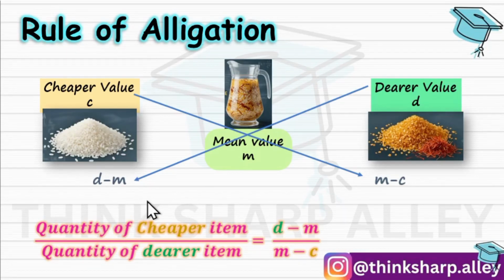Now what is D minus M? If you understand, this is the loss for the dearer ingredient. How much its value drops to reach the mean. That must be exactly balanced by the gain of the cheaper ingredient. M minus C shows how much its value increases, rises to reach the mean. So when you're subtracting diagonally, you're mathematically finding the weights required to balance these two deviations perfectly.